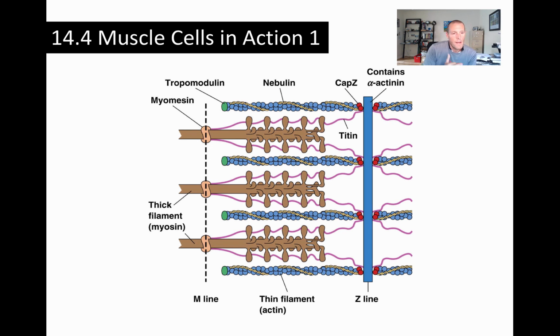Make sure you can go back, and I'm not worried about these structural proteins too much. I'm more worried about you understanding the role of the actin filaments and the thick filaments and the troponin and the tropomyosin, which we're going to come to in a little bit.